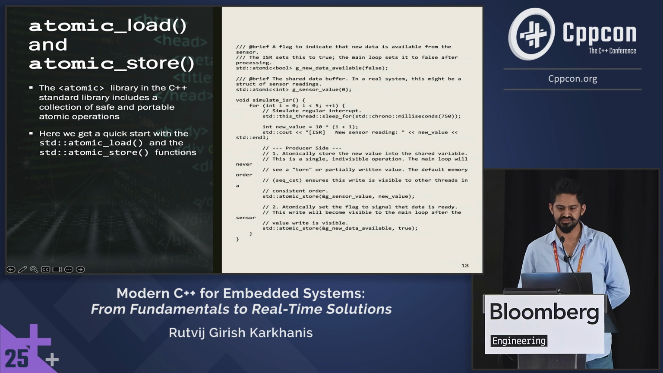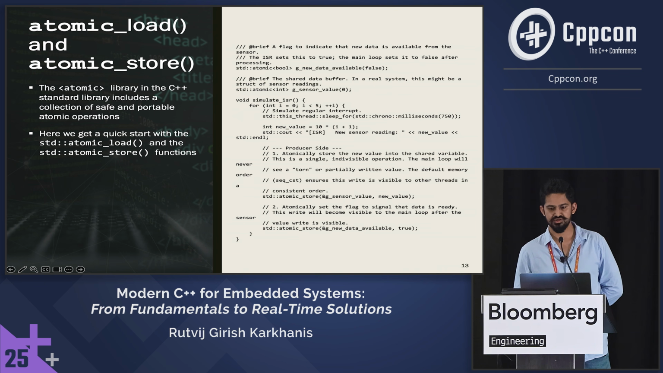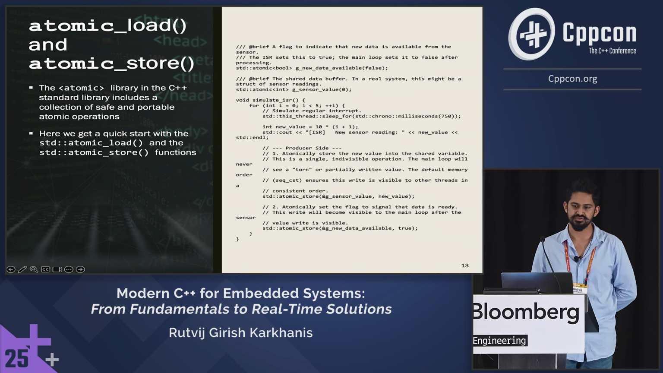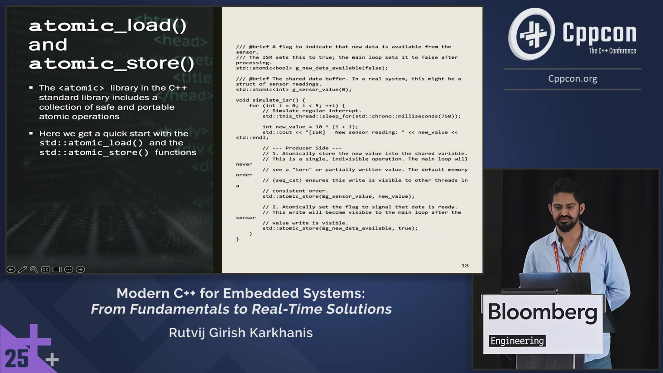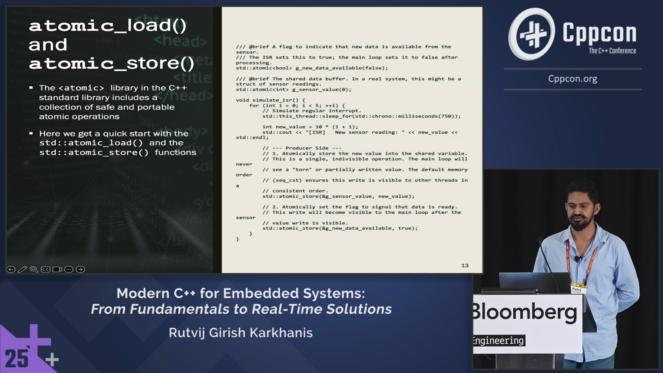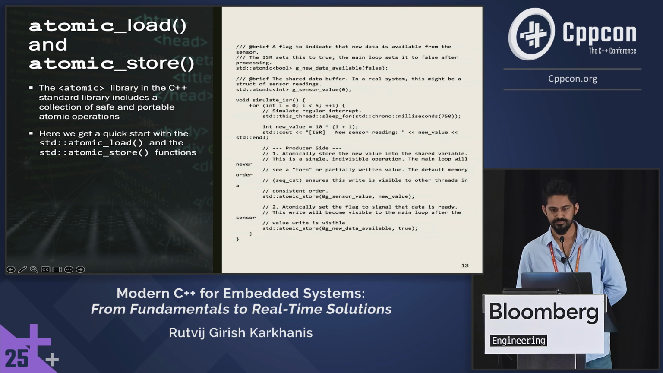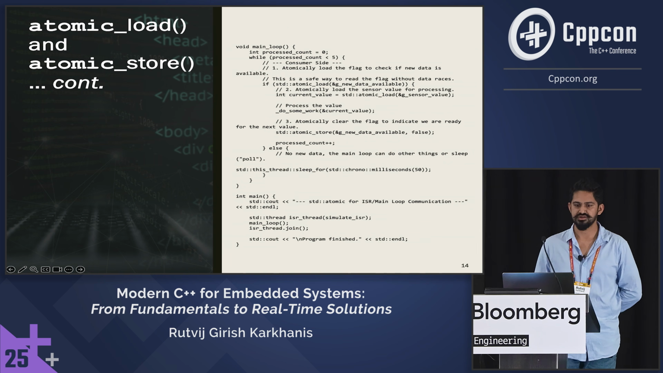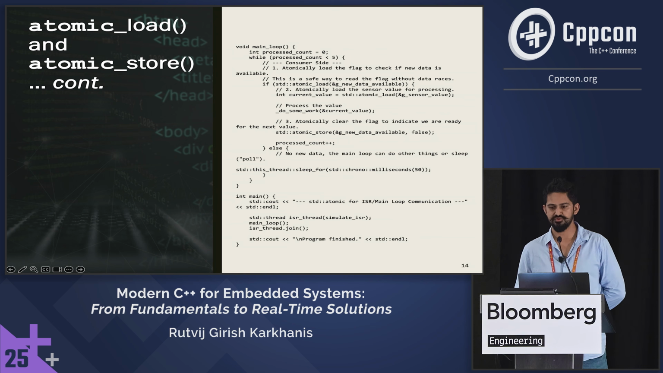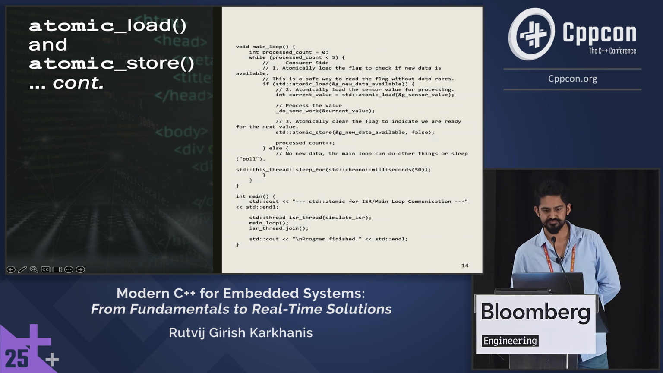So we use atomic store in this example to perform a consistent write to the variable g_sensor_value and the g_new_data_available in the ISR. Similarly, in the main function, we do an atomic load to read the sensor value previously written in the ISR.